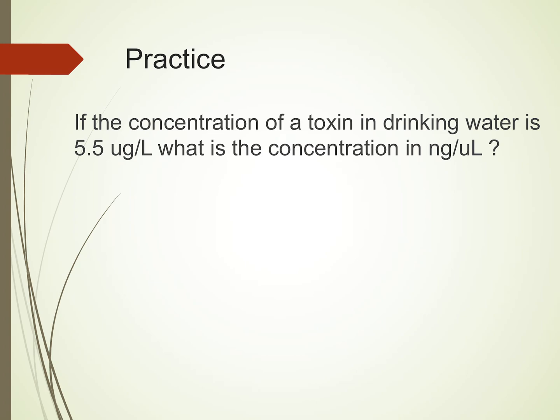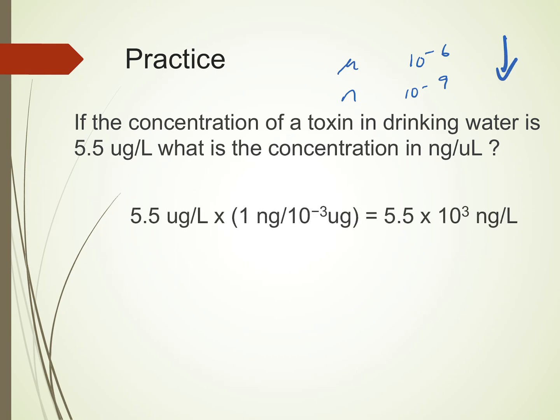So let's practice some basic metric system conversion related to dosage. If the concentration of a toxin in drinking water is 5.5 micrograms per liter, what's the concentration in nanograms? Now, if you remember, micro is 10 to the minus 6, nano's below it, 10 to the minus 9. So remember, if you go down, the number should get larger. That's what I taught you. And that's what we see.